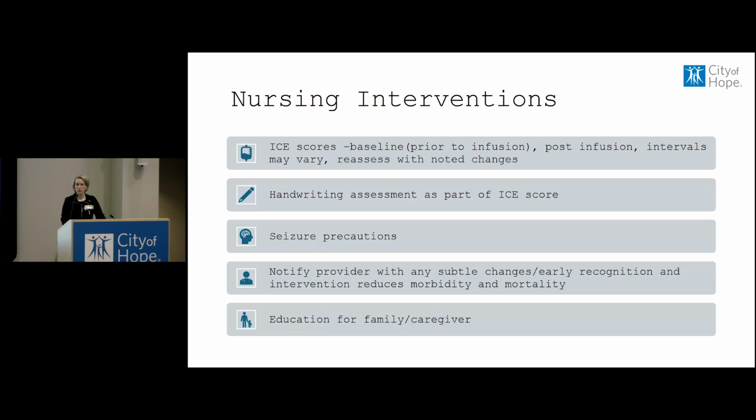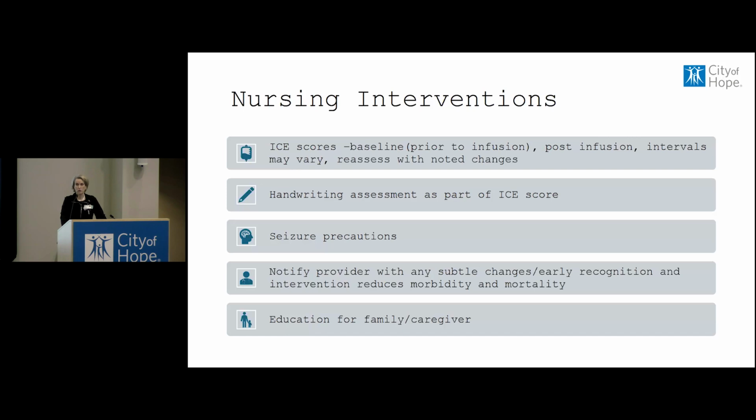I know other institutions just ask the patient to write their name. They may ask them to choose any sentence they would like. Seizure precautions. So this is a little bit variable by institution. At City of Hope, the providers choose to prophylax patients starting on day of infusion with seizure prophylaxis. But I'm also speaking about medication intervention. So I'll talk a little bit about the most commonly used medication that's used for seizure prophylaxis.